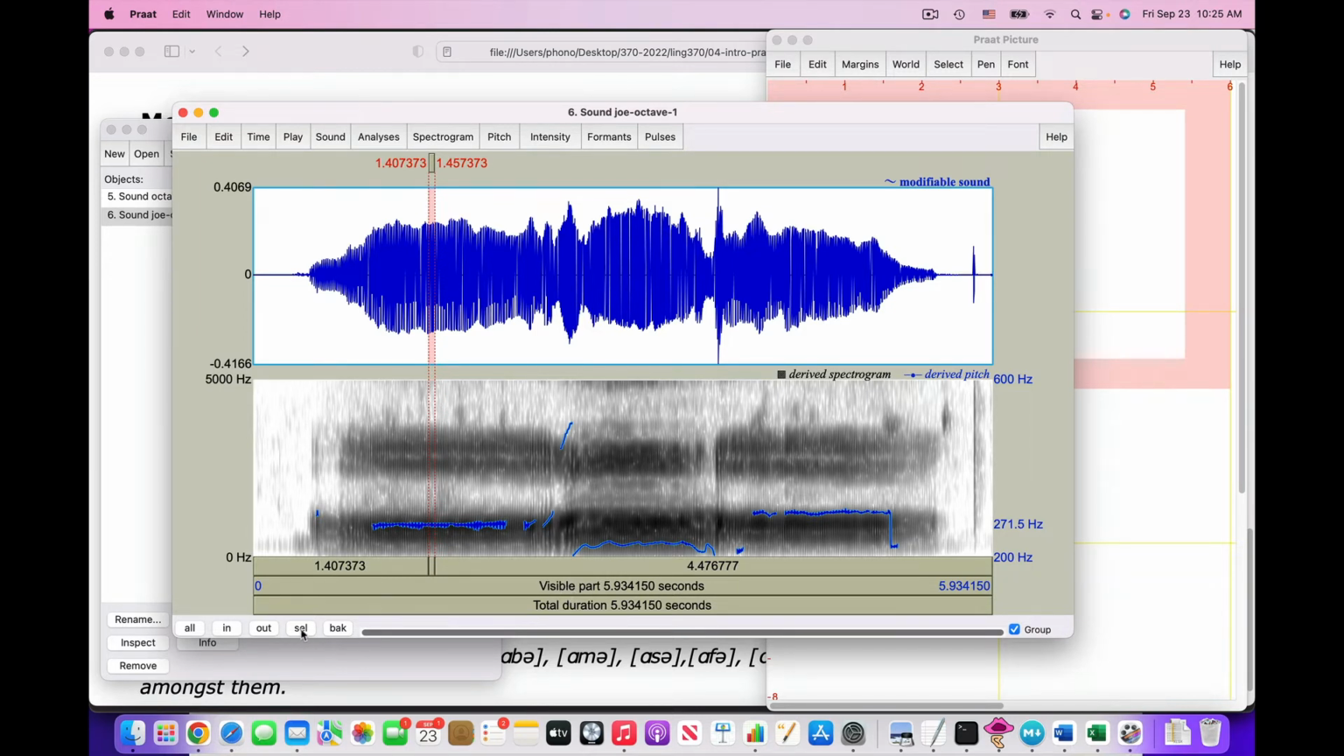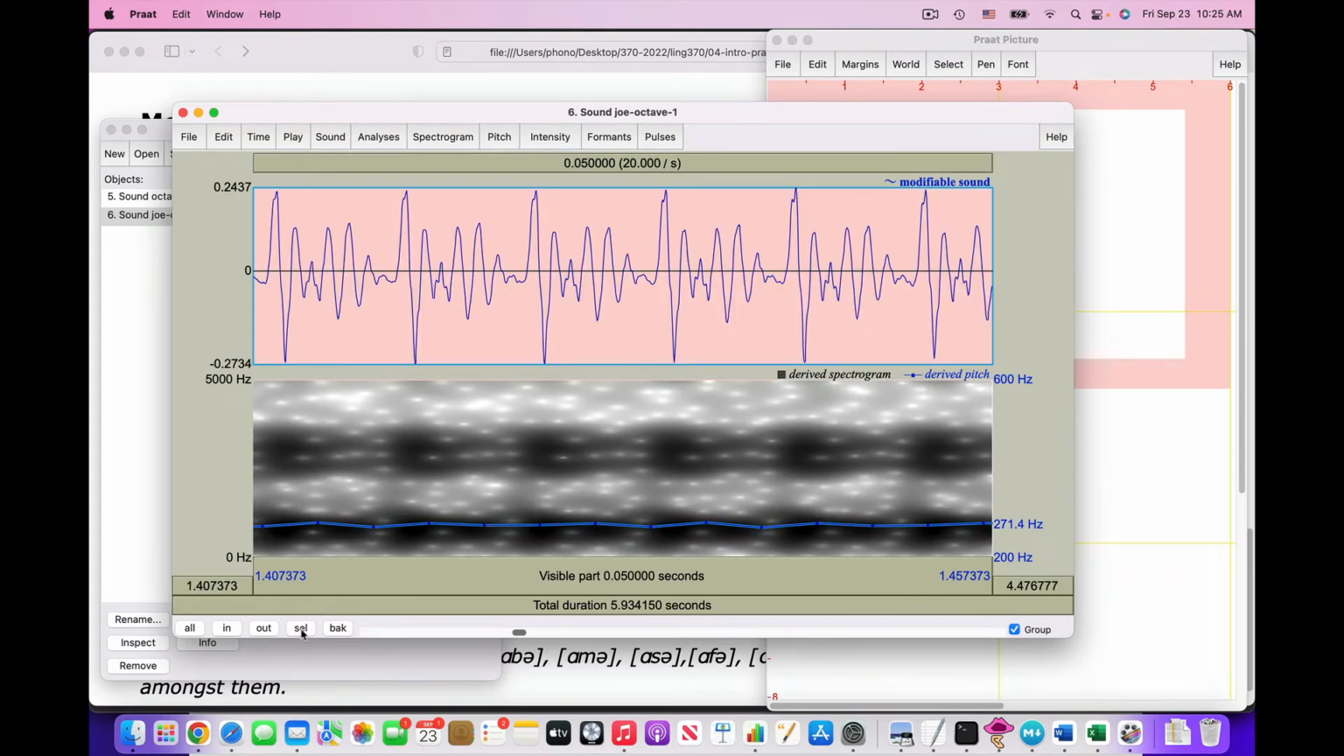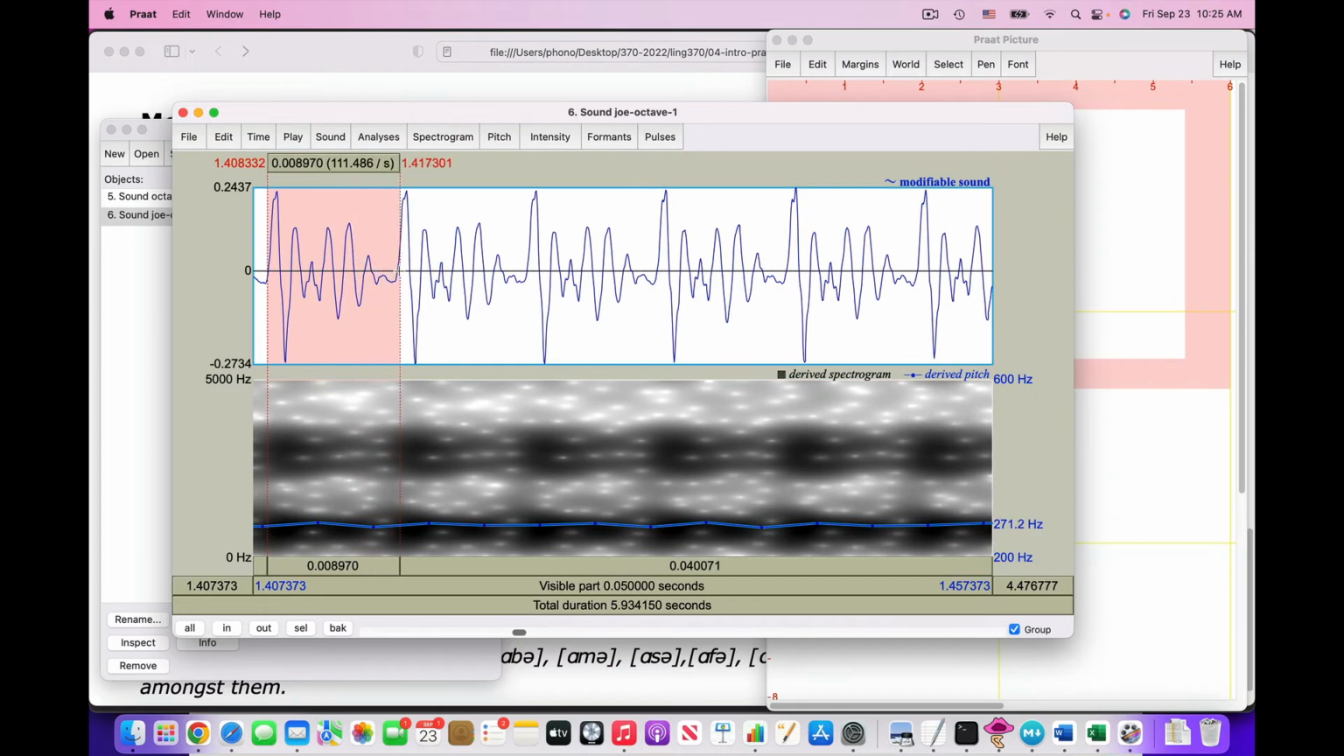Right, so you go down to selection. And then we're going to count how many periods we have. And so you can see that this part here is repeated and repeated and so on. So we have 1, 2, 3, 4, maybe what, 4 and a third? 1, 2, 3, 4, 5 and a third over the course of a 20th of a second.